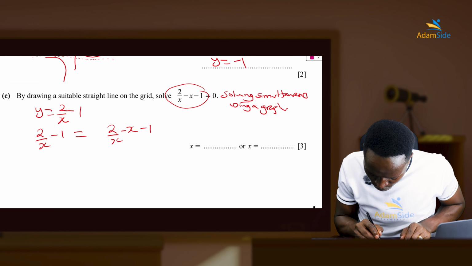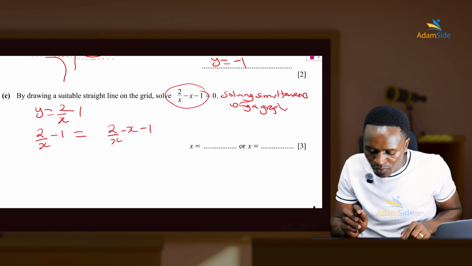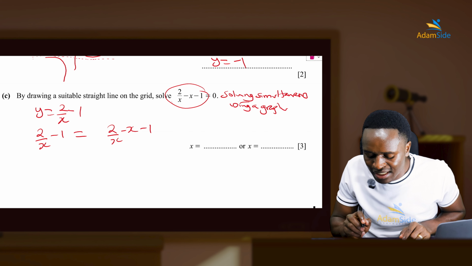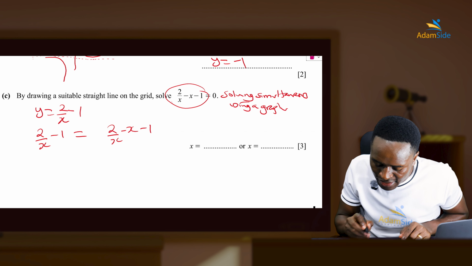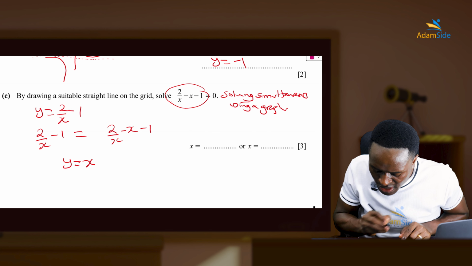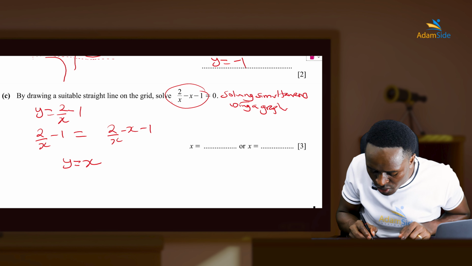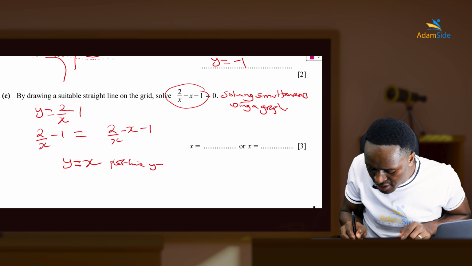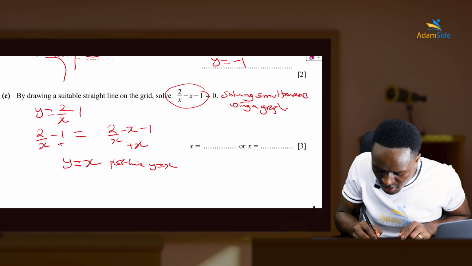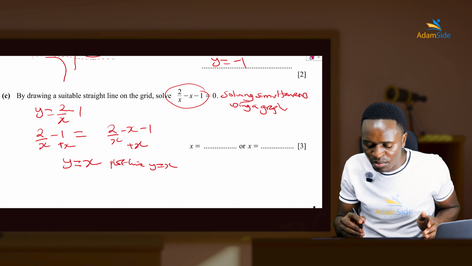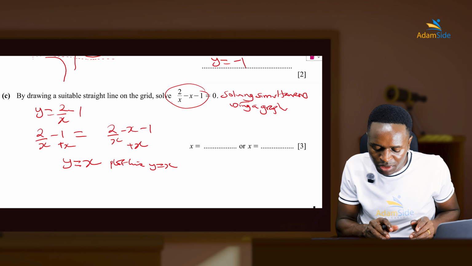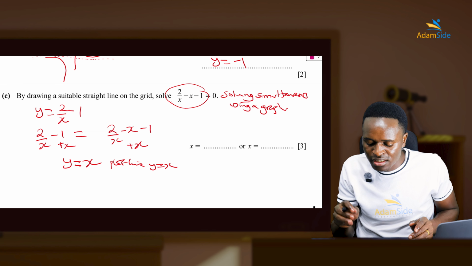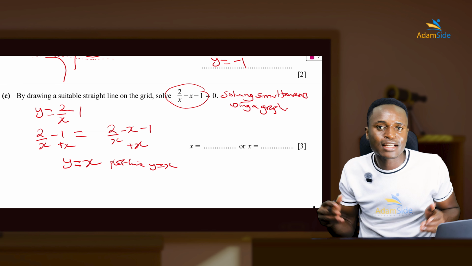So for this to be equal, we understand that there is something that has been added. If you add x here, it will be the same as 2 over x. So therefore, y is equal to x. Now, this is what we're going to have. We are going to plot the line y is equal to x, because if you add x here and you add x here, they are the same. And if you add x here, you get 0. And then the equation will be 2 over x minus 1 is equal to 2 over x minus 1. And that's what you need to do.